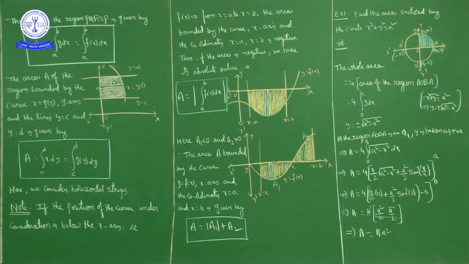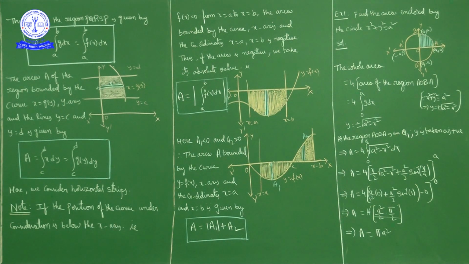Lower limit as 0, upper limit as a. Now by substituting the upper limit in place of x, if we substitute a, what do we get? a/2 into square root of a square minus a square. a square minus a square is 0. So a/2 into 0 plus a square by 2 into sin inverse of a by a. Sin inverse of a by a is nothing but sin inverse of 1.